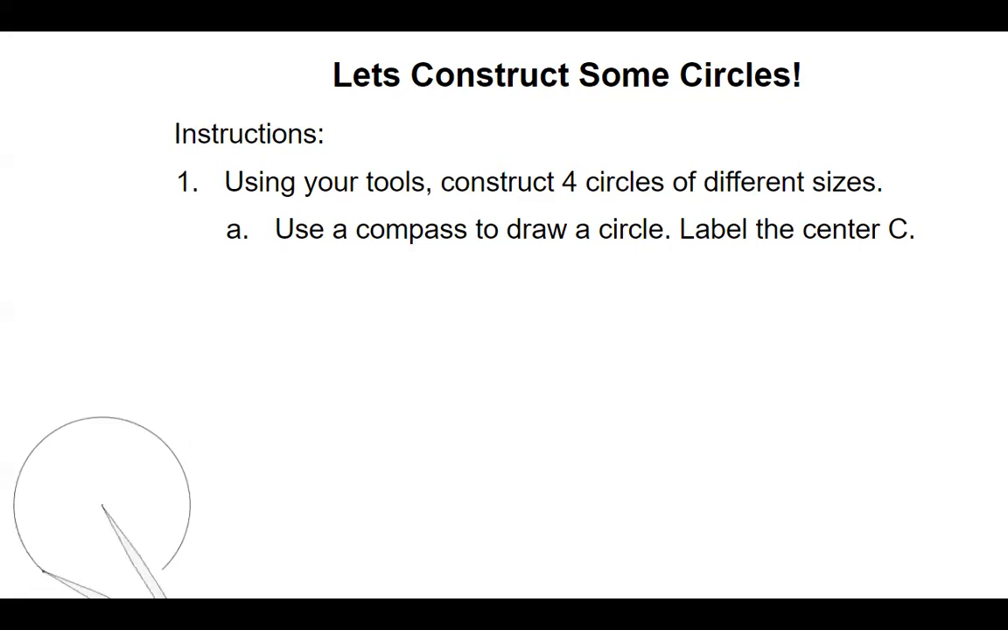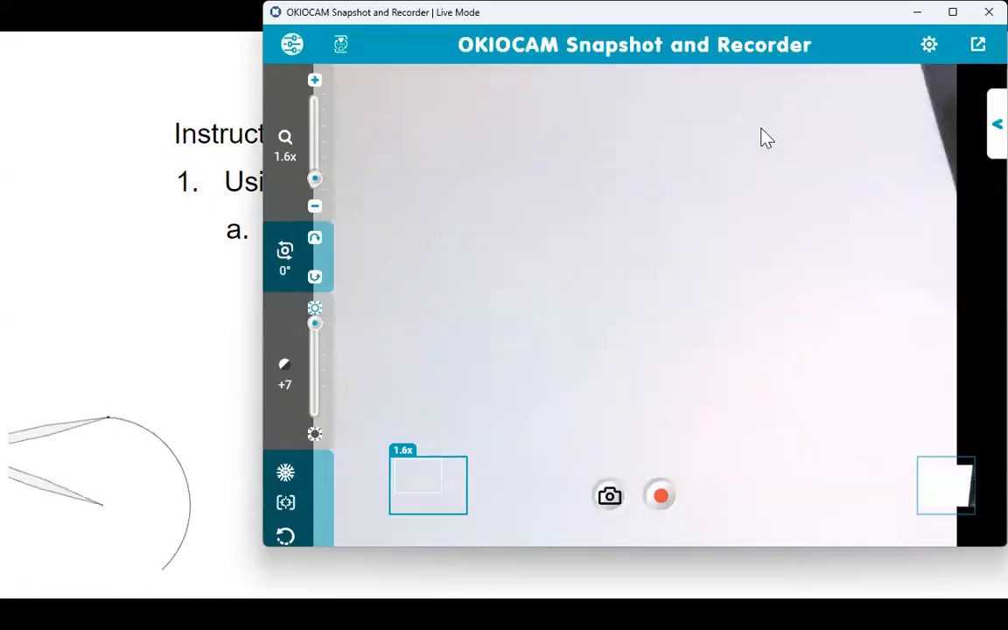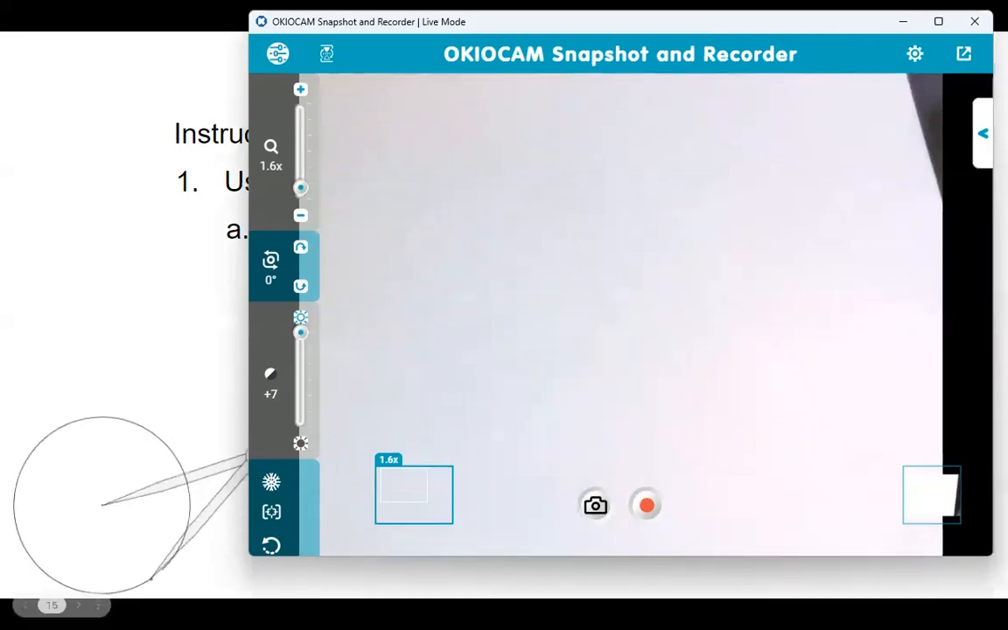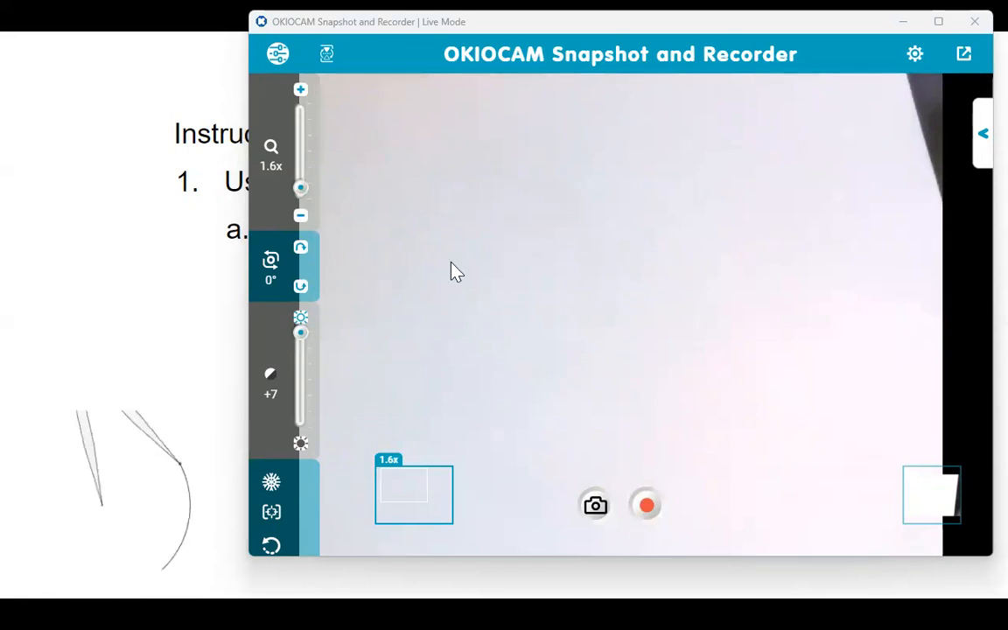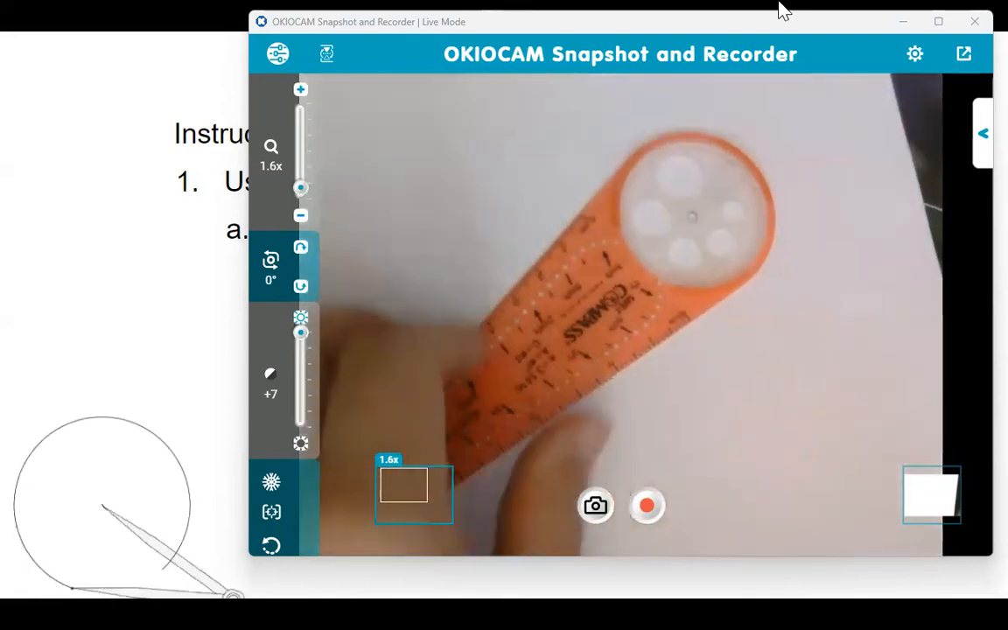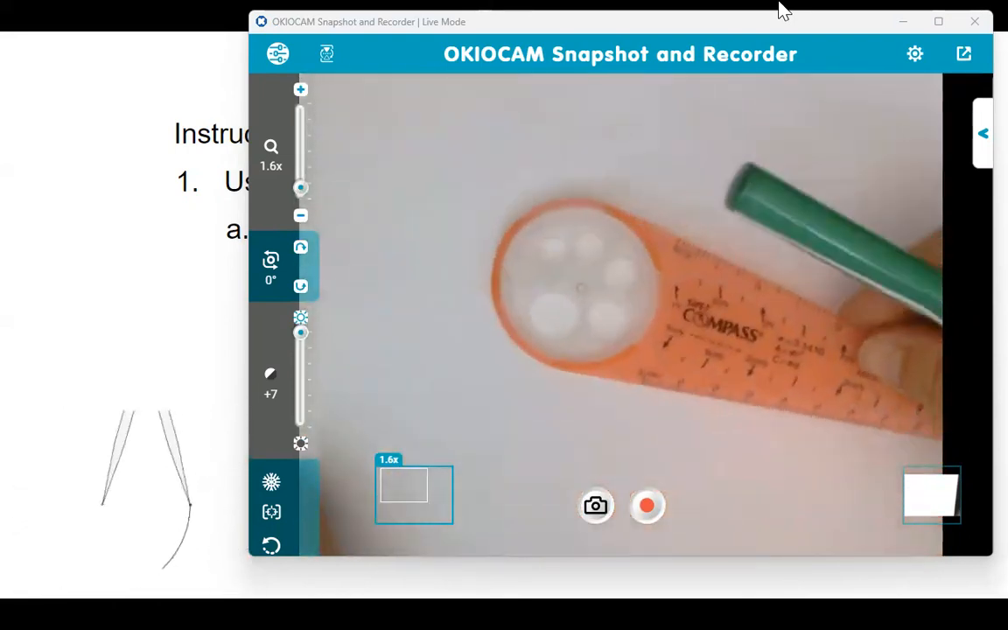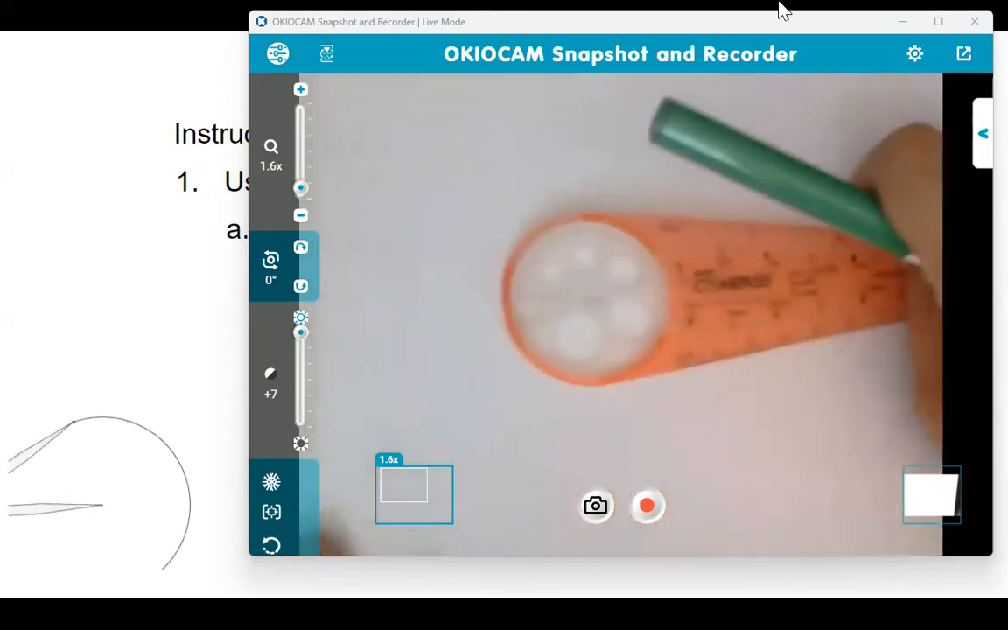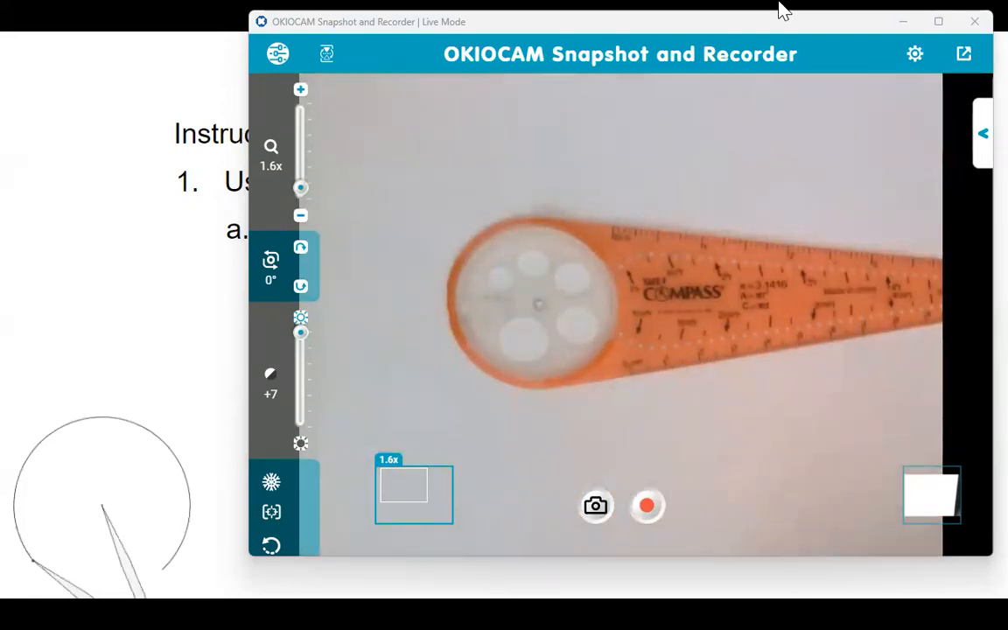Let me show you what we're going to do. So here is my camera. Here is my screen. Do you see it? Pick a place on your paper. Make sure you have enough space for 4.